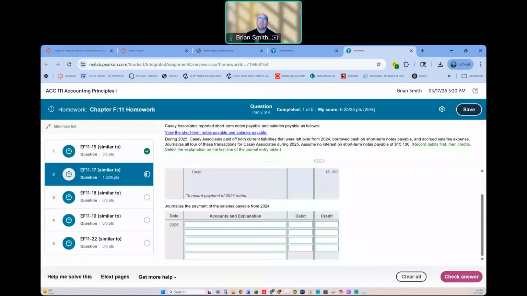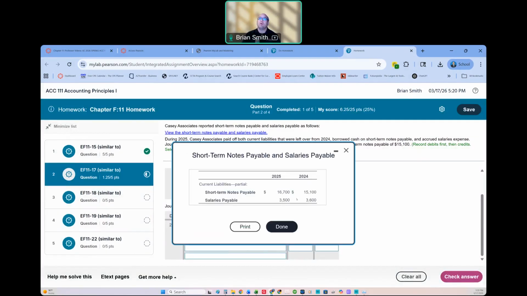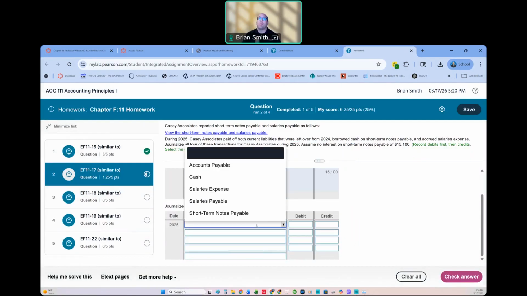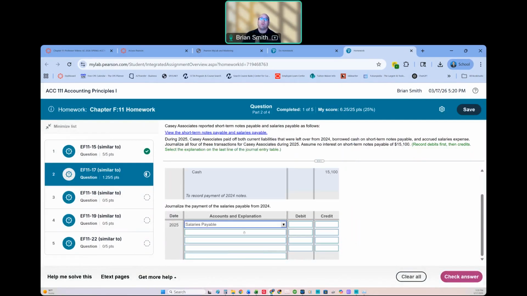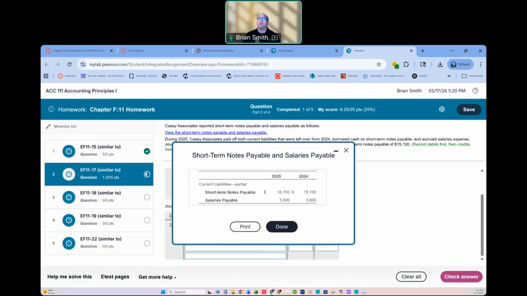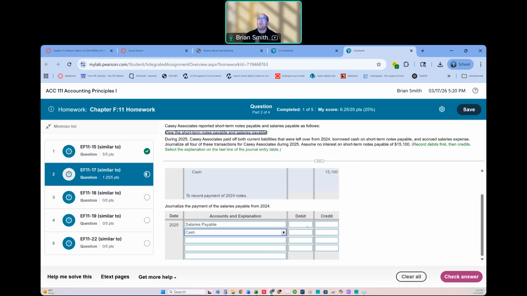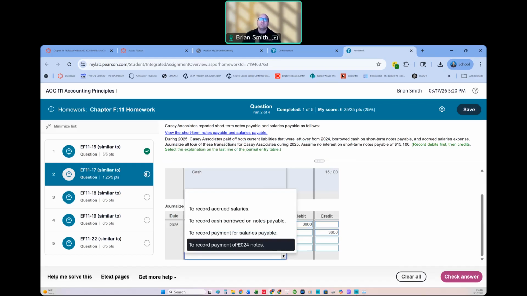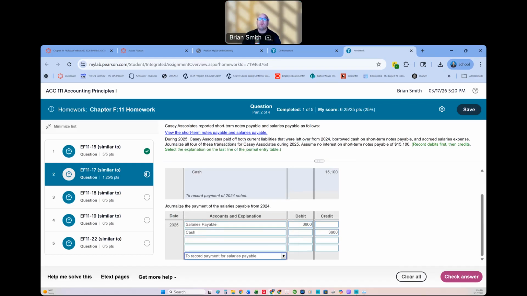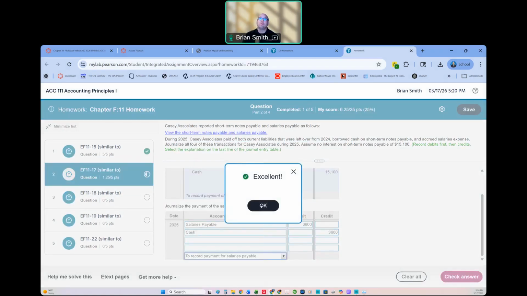Journalize the payment of the salaries payable from 2024. Salaries payable from 2024 was 3,600. So that's what we owed. We accrued it then. Now we're paying it. So we're going to debit salaries payable, credit cash. And I should do better about remembering the number, because talking and remembering numbers is not my strong suit. To record payment for salaries payable.